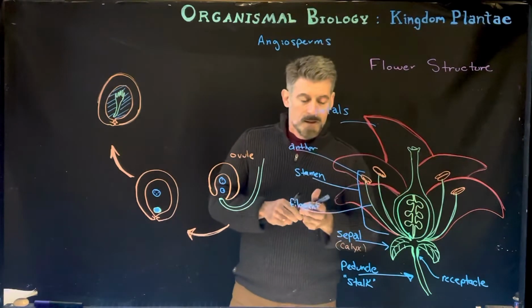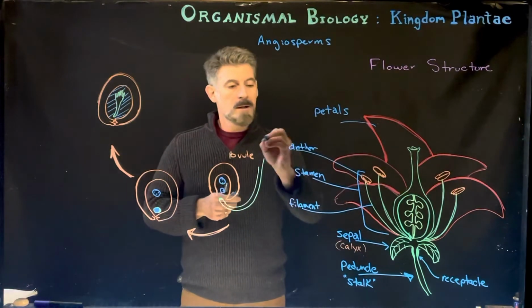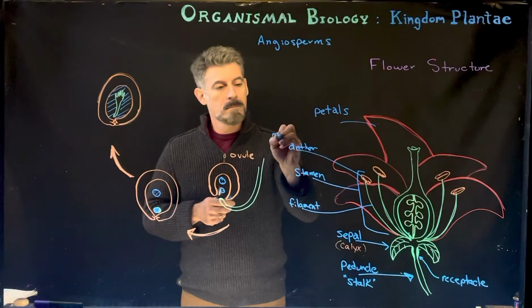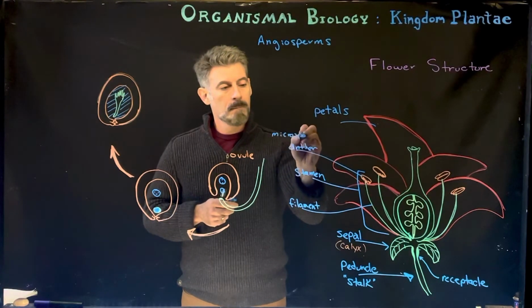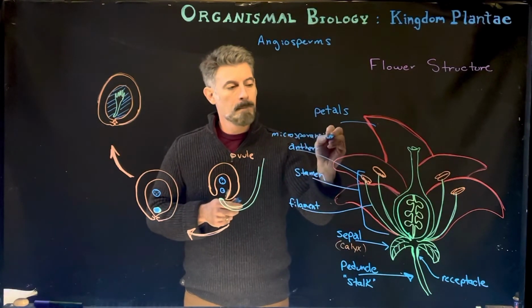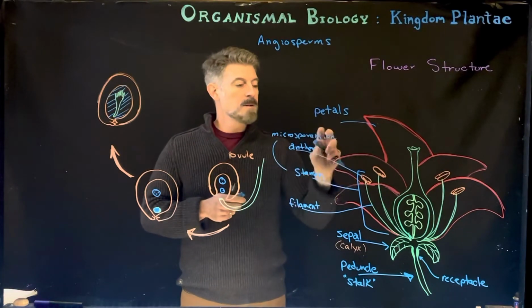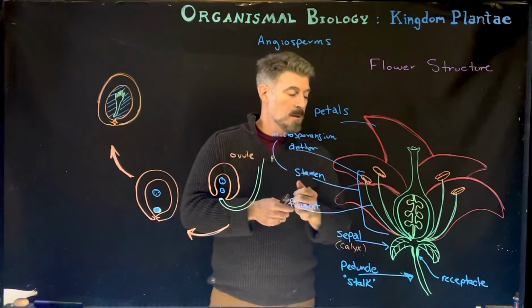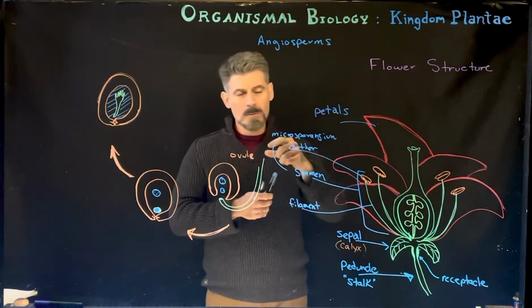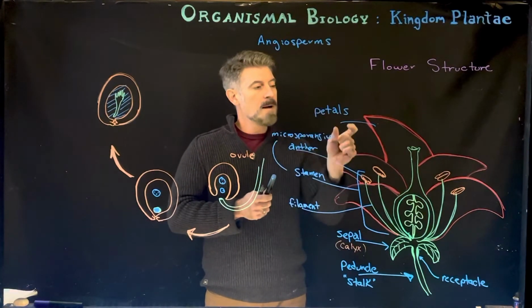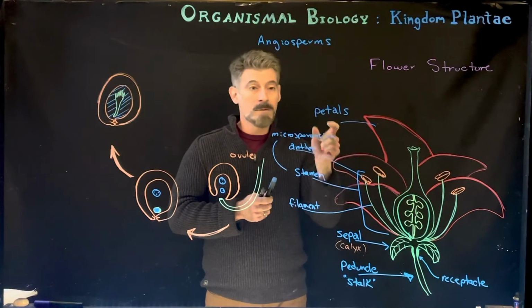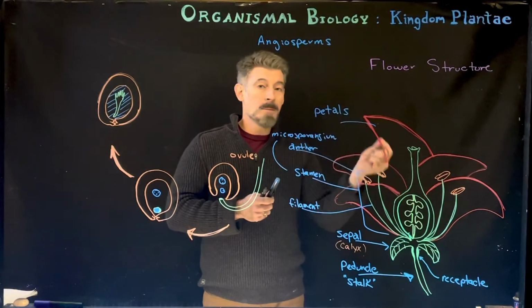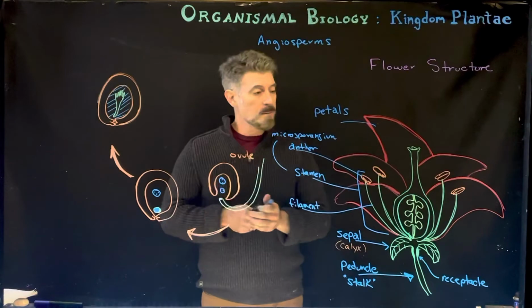So this is the microsporangium, where we're going to produce the microspores. It'll produce the pollen, and the pollen will be like the ones I already talked about in the other lecture. Pollen will have cells in it. One cell will end up forming the pollen tube, and the other will be the sperm that will do the fertilization.